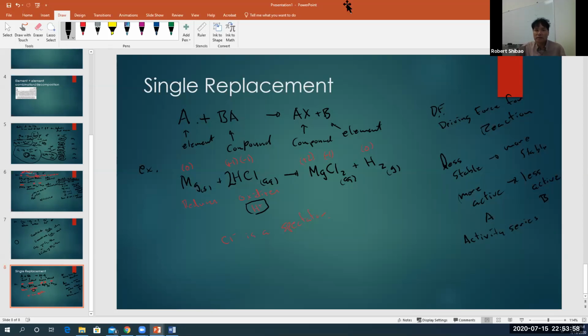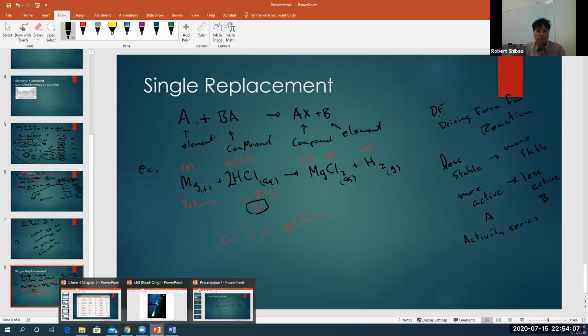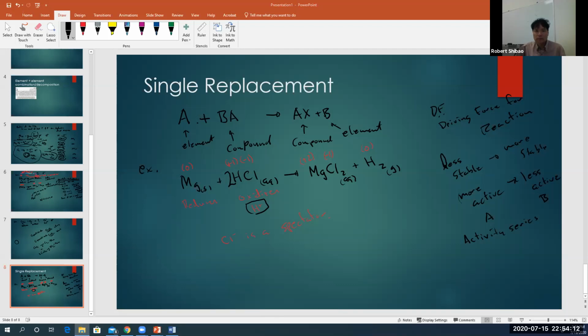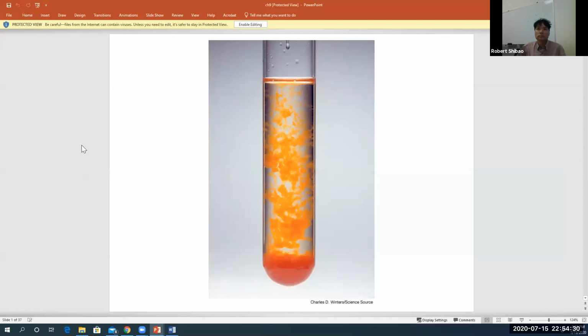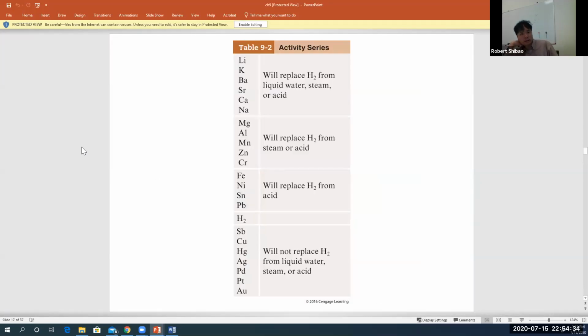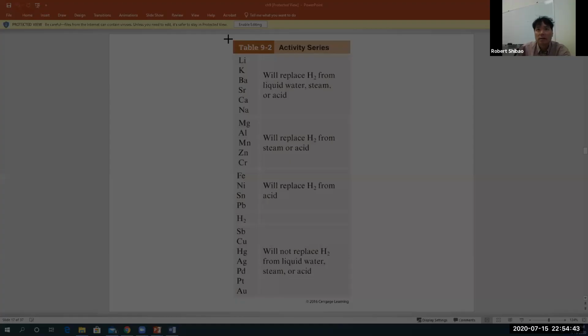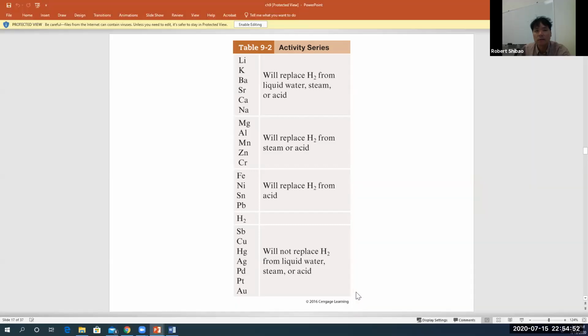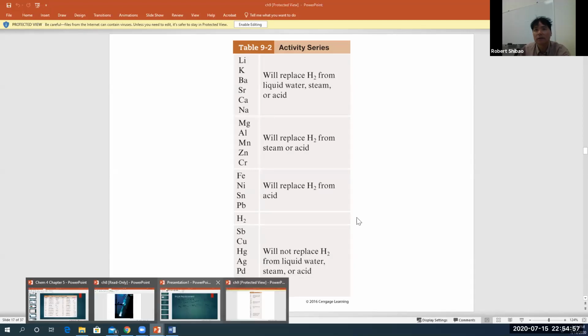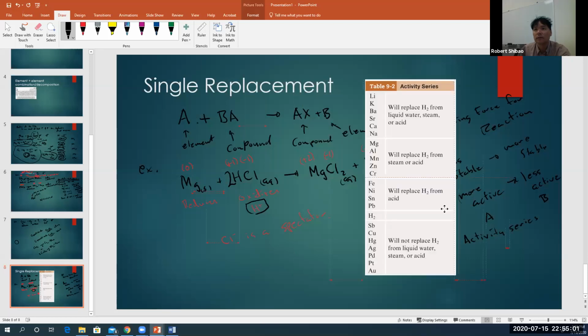And so let's take a look at some activity series here. There's activity series in the next chapter. We should take a look at that. The one from the book. Actually, let's look at the one from the book here. This is called the activity series here. And the things at the top of the activity series are reactive. The things at the bottom are less reactive, more stable. So this is what we're going to be looking at here, the activity series.